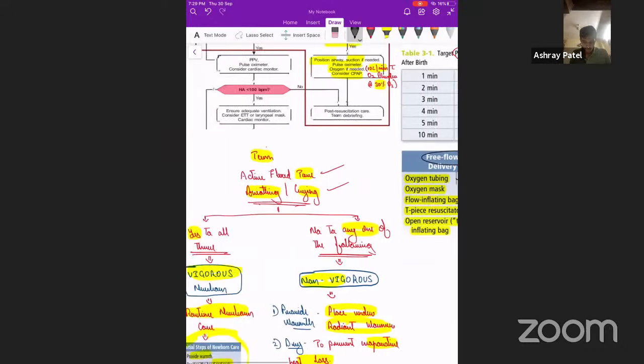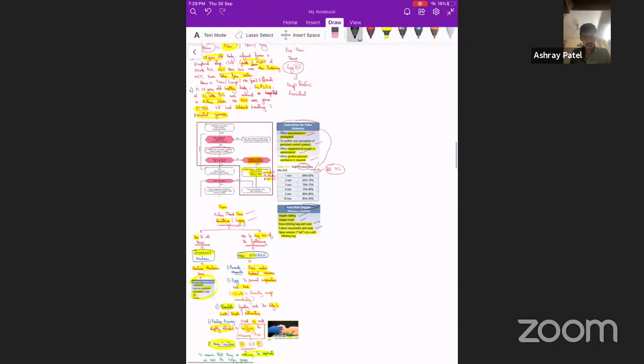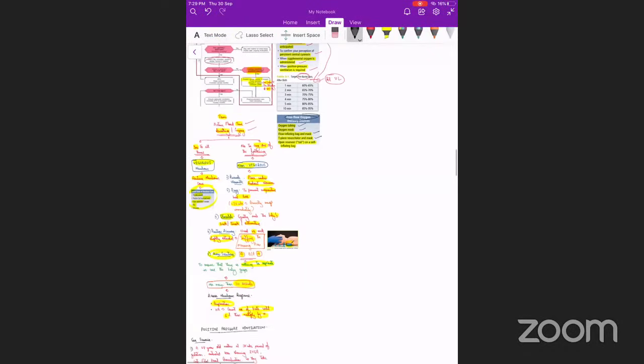Okay, so we are done with the initial steps of resuscitation. Any doubt until now? Because we'll move ahead to the next step now. Any doubts until now?